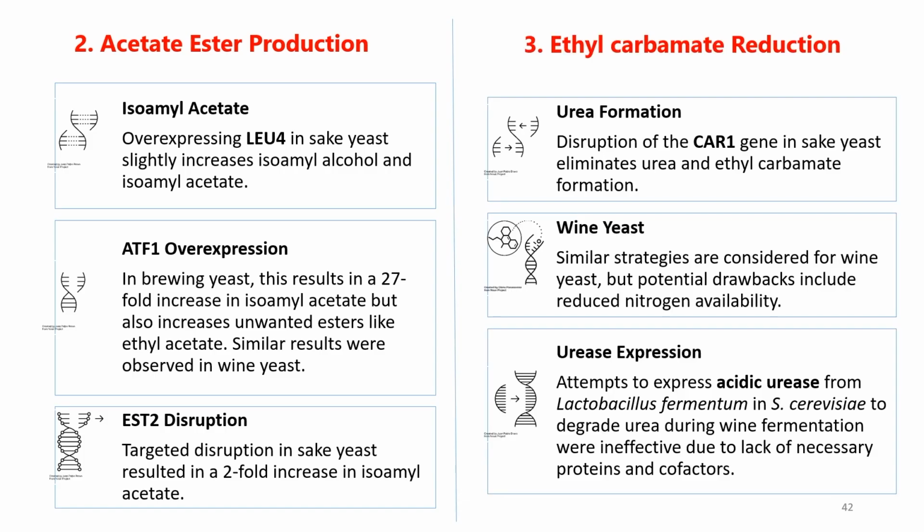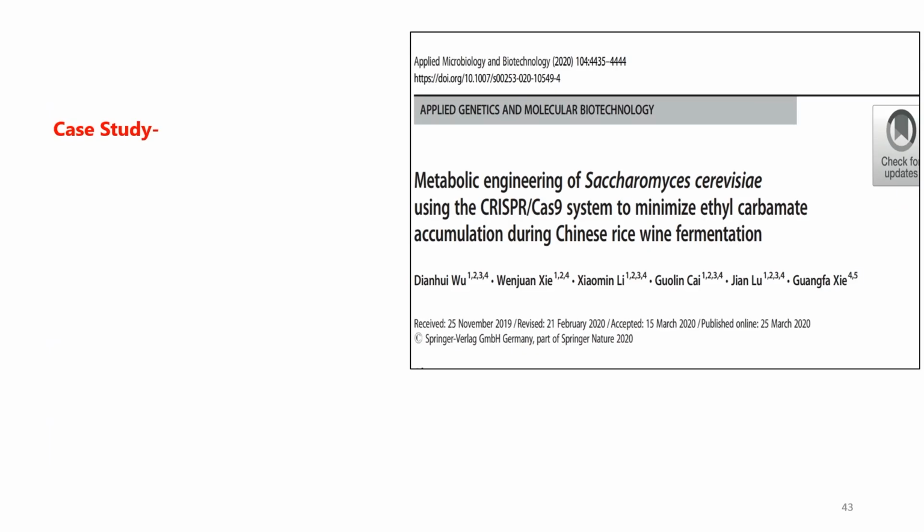With regards to ethyl carbamate reduction, the disruption of CAR genes in sake yeast eliminates urea and ethyl carbamate formation, thereby taking care of the urea formation. Then we have the wine yeast. Similar strategies are considered for wine yeast, but potential drawbacks include reduced nitrogen availability. Then we have attempts to express acidic urease from Lactobacillus fermentum in S. cerevisiae to degrade urea during wine fermentation, which were ineffective due to lack of necessary proteins and cofactors.